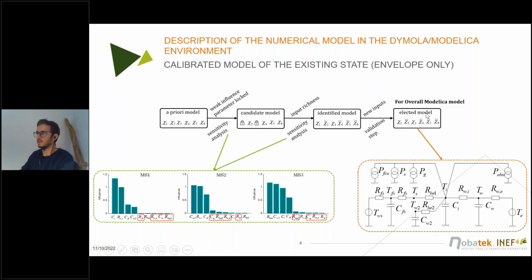So the steps are the following. We define a first model with some parameters here. In fact, these parameters are the values of the capacities and thermal resistances in the RC model.